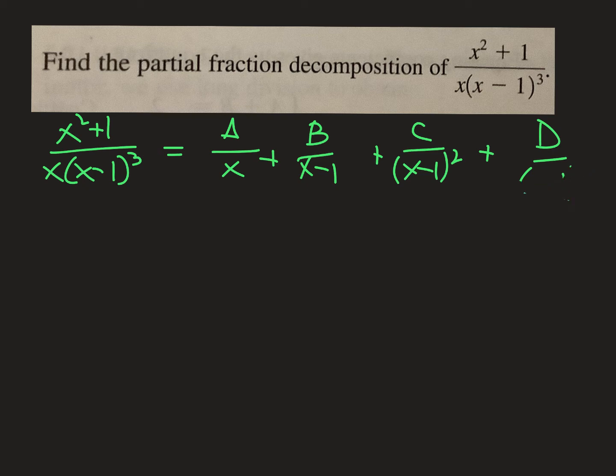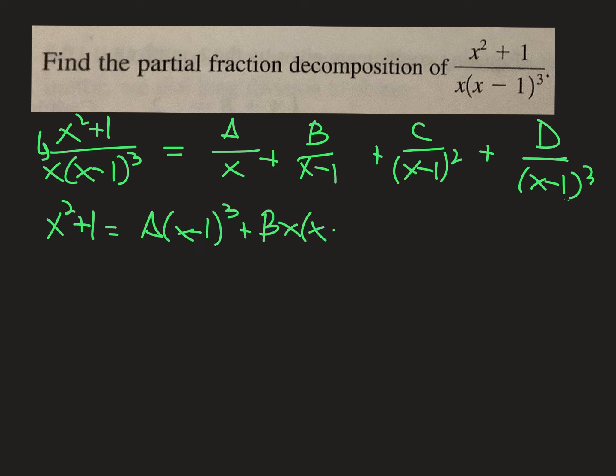That's some terrible handwriting right there. Sorry about that. Let me fix it real quick. It should be x minus 1 to the third power. Okay, and on this one, just like the last one, I'm going to multiply by the LCD, which is that main denominator. On my left-hand side, it will leave an x squared plus 1. On the right-hand side, it will leave me an A times x minus 1 cubed. It would leave me a B times the x and x minus 1 squared.